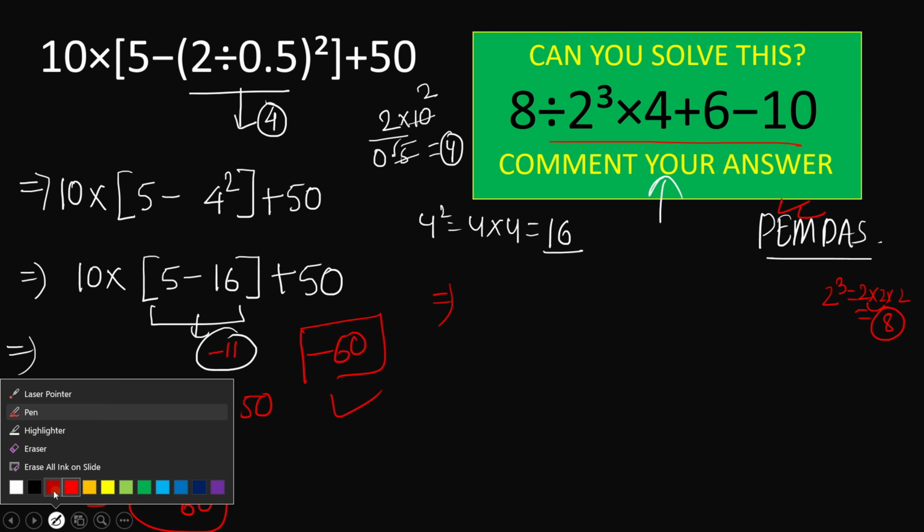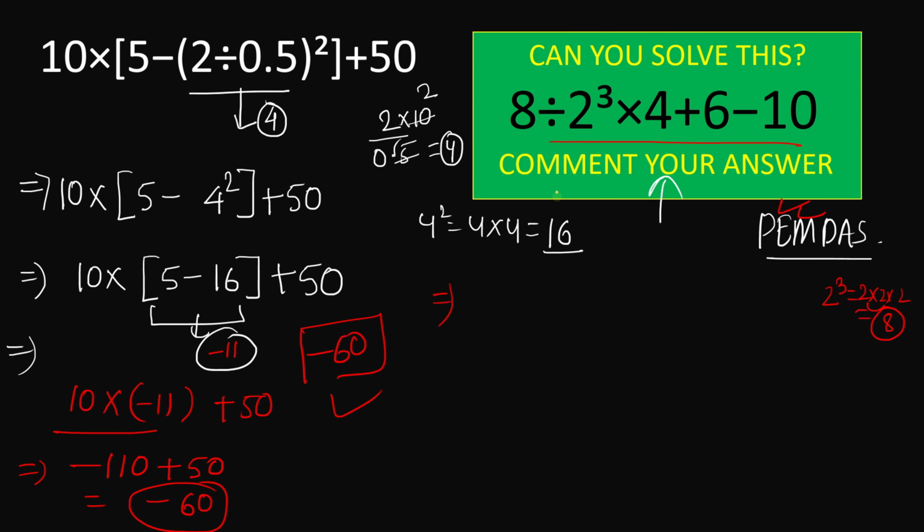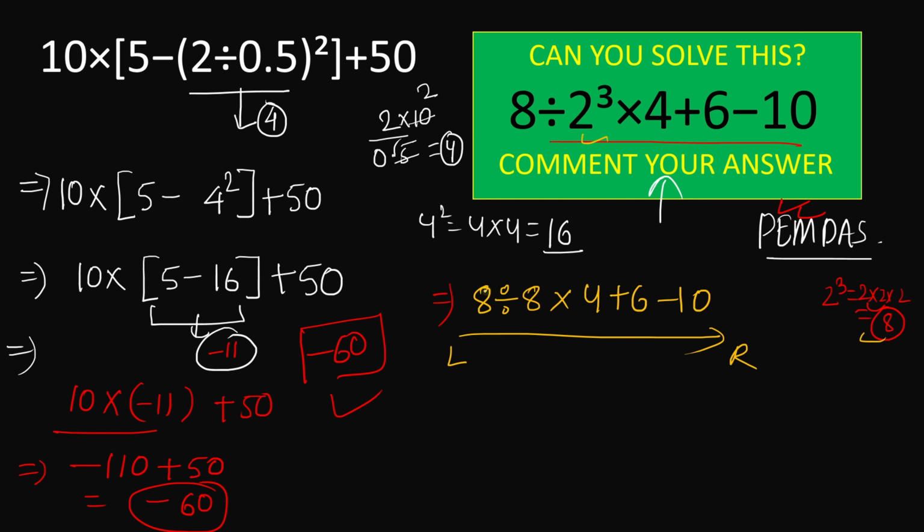Let's change our color to yellow. Okay, 8 divided by 8, we will write here simply 8 times 4 plus 6 minus 10. Here again we have to go left to right, because multiplication and division have the same priority, and also addition and subtraction have the same priority. And we have to solve from the very left.